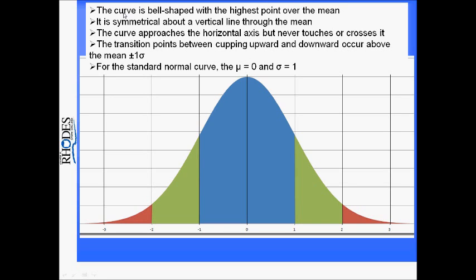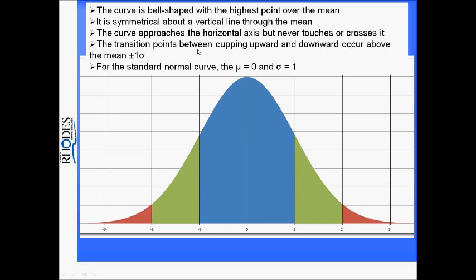The first is that it's bell-shaped with the highest point over the mean. In this example, our mean is 0. It's symmetrical about that vertical axis through 0, so this side is equal to that side. And as the curve approaches the horizontal axis right here, it looks like it goes away, but it doesn't. It just gets so small you can't see it, but it never touches or crosses that horizontal axis. So just something to note.